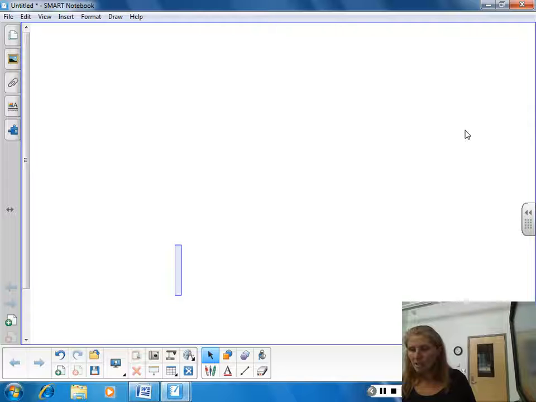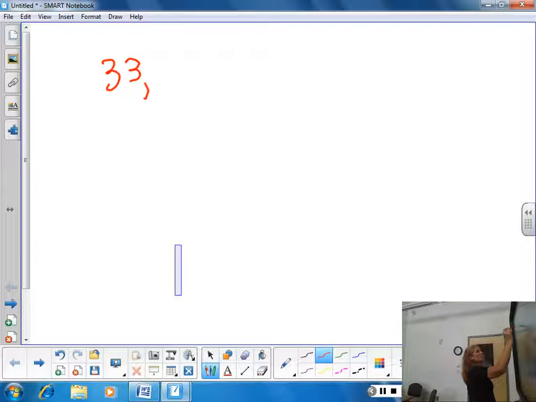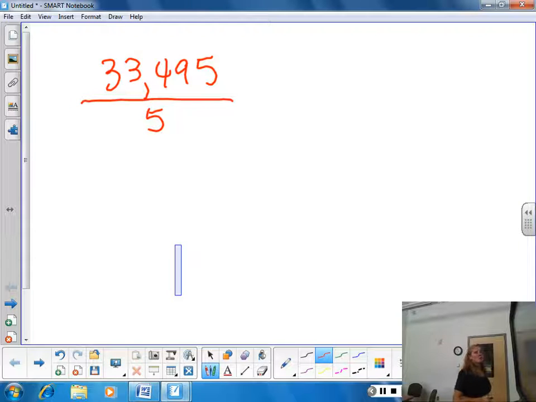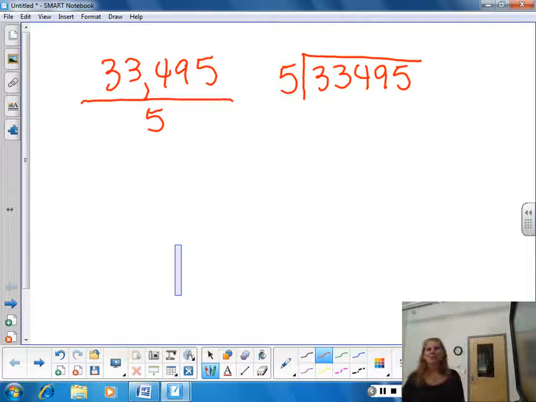Okay, the next problem is written in a different format, so let's take a look at that. Something like 33,495 divided by 5. Remember, when it's written in this format, you're going to work it by rewriting it in a different format first. So we have 33,495. I'm not going to bother to put the comma in here, it just kind of gets in my way. And I'm dividing by 5. You have to remember that the number on the bottom goes outside, and however you can remember that is fine.